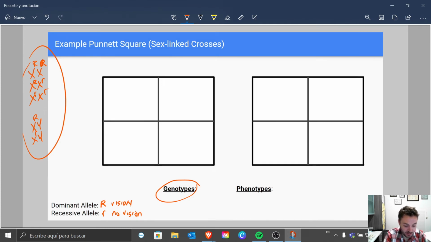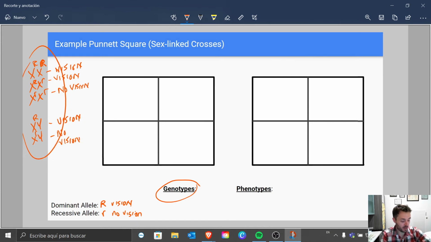Then the phenotypes linked to this. This is normal vision. This is vision. But this is no vision. And for males, it's simple. Vision, no vision.